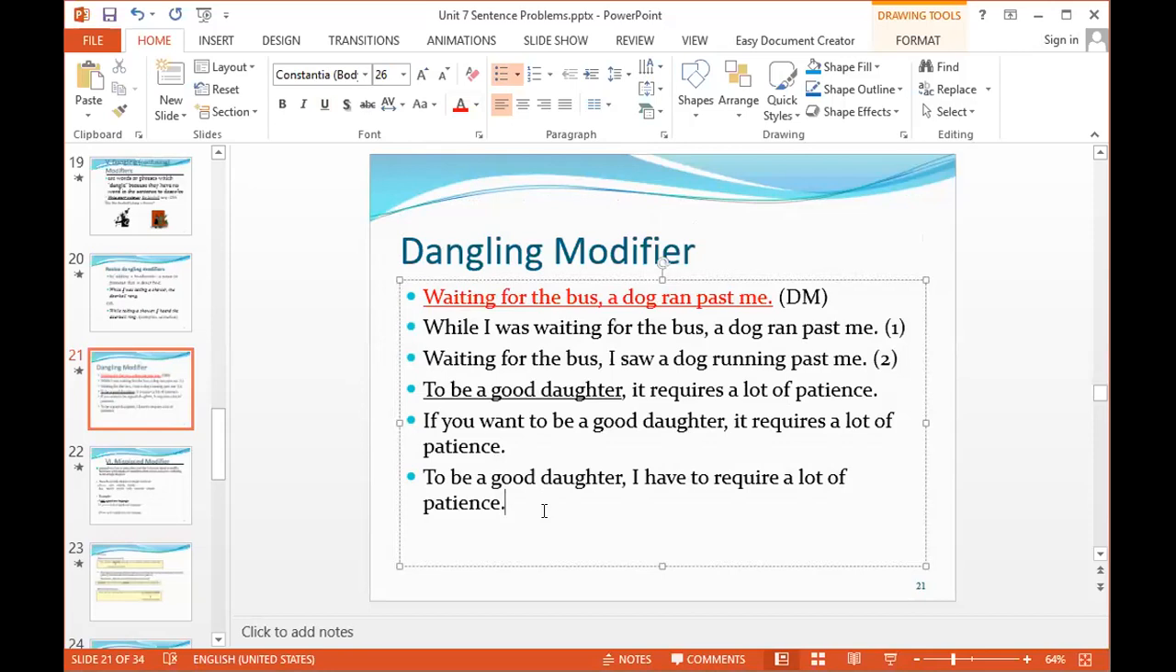Can we say it is an incomplete sentence? An incomplete fragment. It doesn't have a subject. Yeah, it starts a sentence and modifies the wrong subject or has no clear subject.